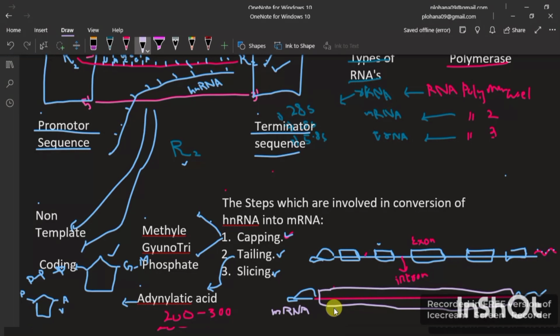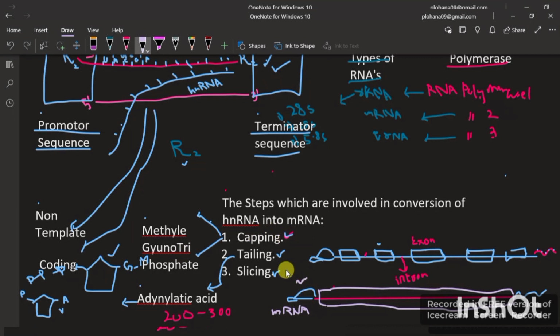But in eukaryotes, hnRNA is made instead of mRNA. Then that hnRNA is converted into mRNA by these three steps, which are capping, tailing and splicing. Capping I told you, which is done with the methyl guanosine triphosphate, which is here as you can see.